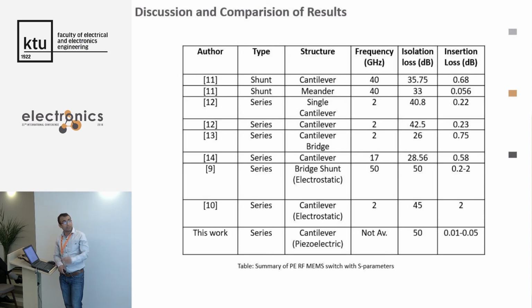Here I have some literature reviews along with my research comparisons. We can see that my isolation loss is 50 dB and insertion loss is around 0.01 to 0.05, which is comparable with other researchers, like bridge types in terms of electrostatics, and also some series type RF MEMS switches.